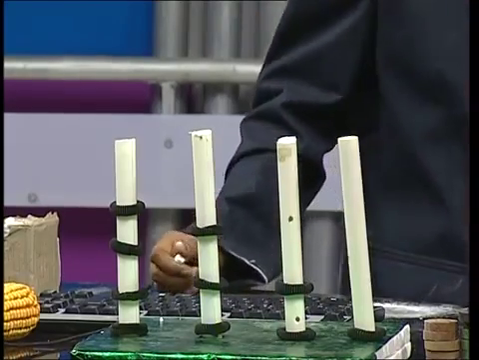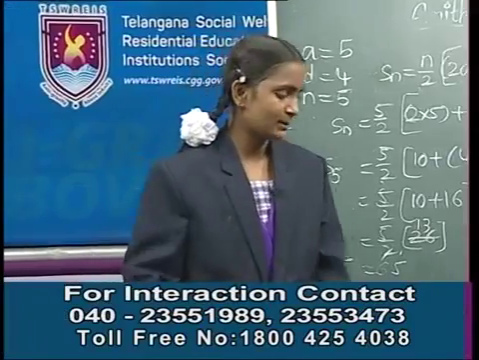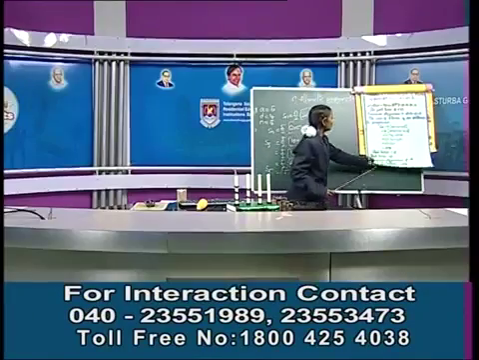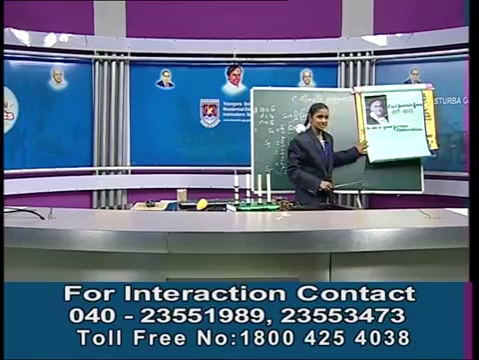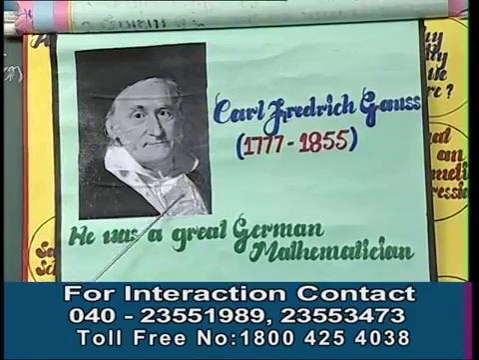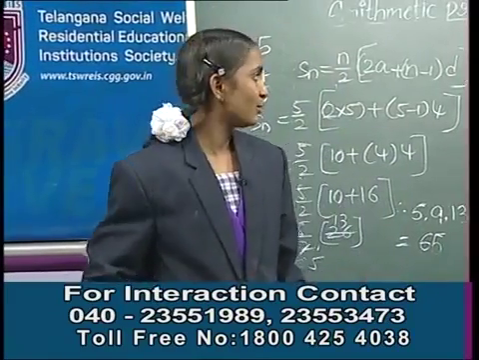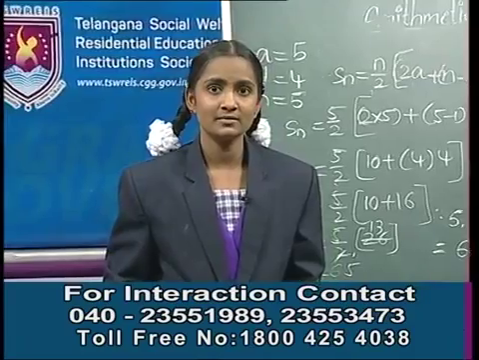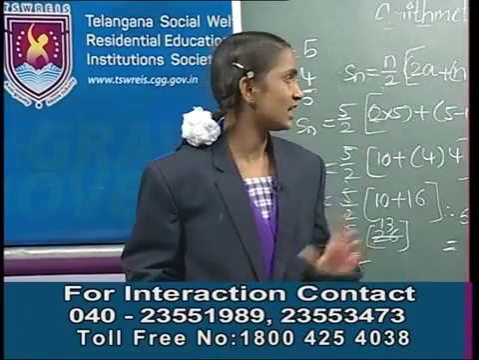Now, let us consider the sum of first and last terms. Do you know the mathematician? Yes, he was a great German mathematician. He was Carl Friedrich Gauss. His period is 1779 to 1855. Can you do the sum from 1 to 100 very immediately, within seconds? Yes, he is the first person who did it very quickly.